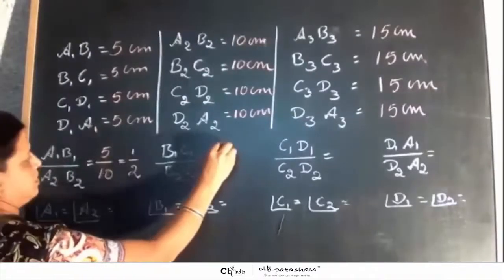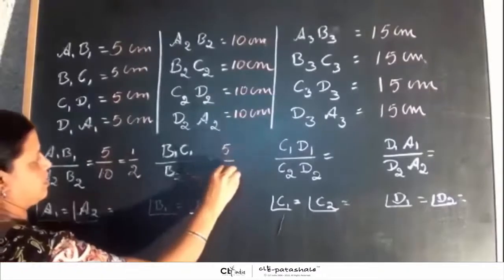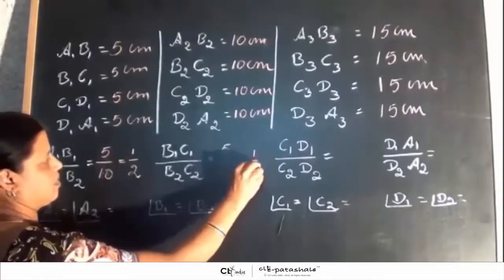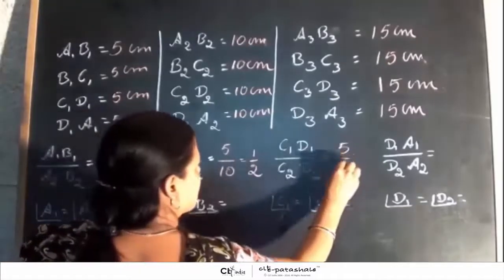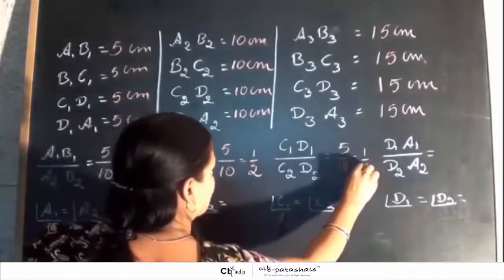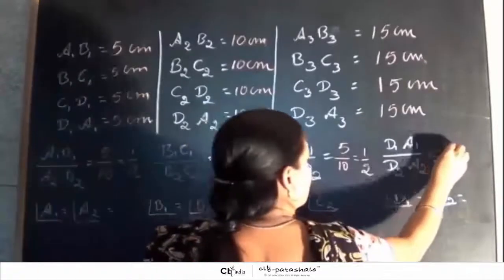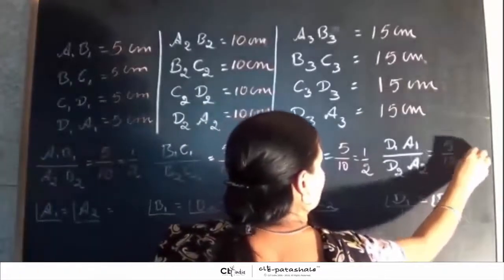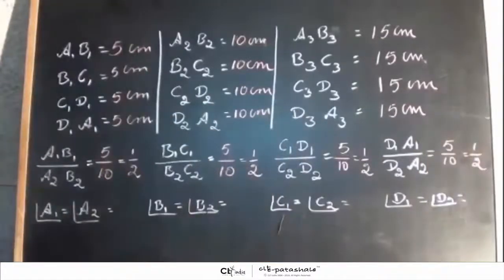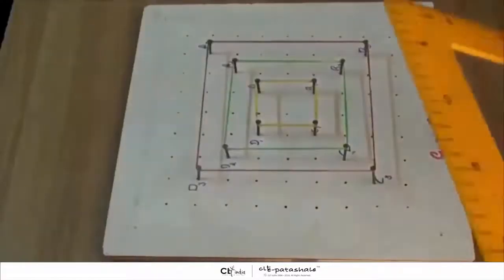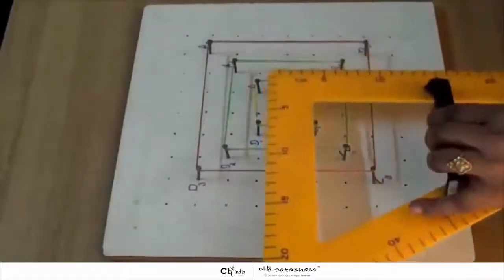Similarly, we'll take B1, C1 and B2, C2. You'll get the same answer, 1 by 2. C1, D1 by C2, D2 also gives you the same answer, as well as D1, A1 by D2, A2 also gives the same answer. Now let's measure angle A1 with the help of a set square.